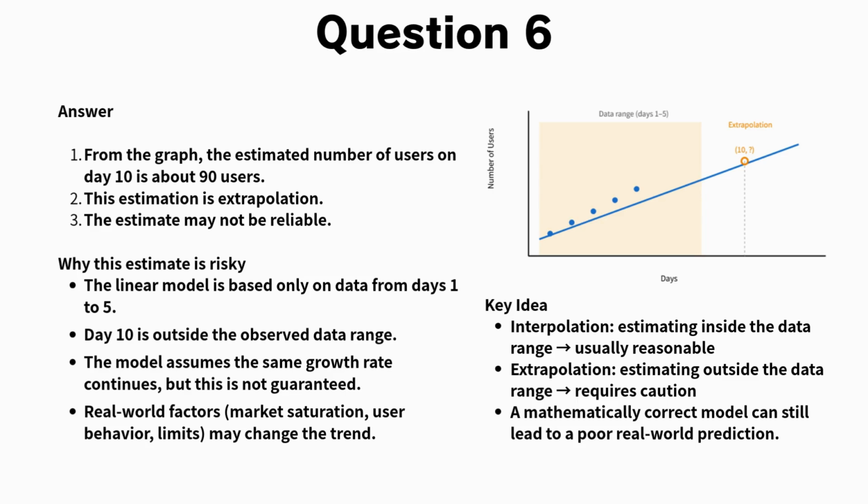The key takeaway is this: a model can be mathematically correct and still lead to a poor prediction if it is applied outside its meaningful range. On the SAT, recognizing this limitation is often more important than performing the calculation itself.